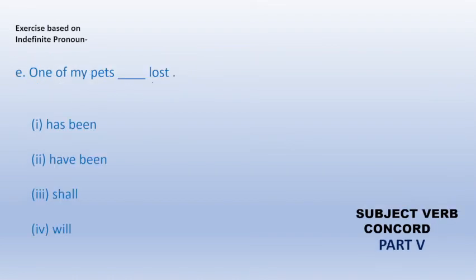One of my pets dash lost. Has been lost, have been lost, shall lost, or will lost? Has been lost. Singular. One of. Okay, there are a number of pets, but only one pet has been lost. That is why we will place only a singular verb. Here we will place has been lost.